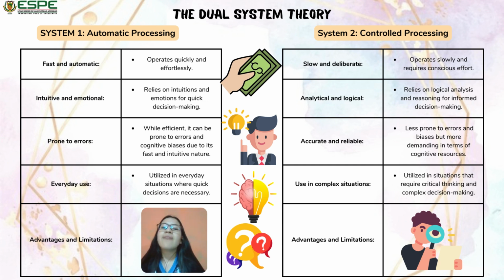And also we have advantages and disadvantages. The advantages of System 1 are that it is fast, efficient, and good for quick responses, and the disadvantages are that it can make mistakes and be biased. The advantages of System 2 are that it is careful and accurate, good for tough problems, but the disadvantages are that it is slow and requires more effort. Thank you, teacher, and let's continue with my part.